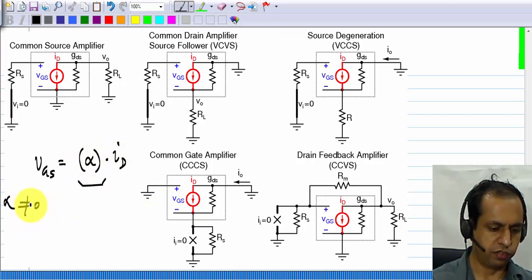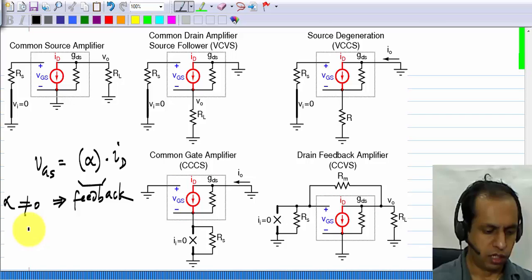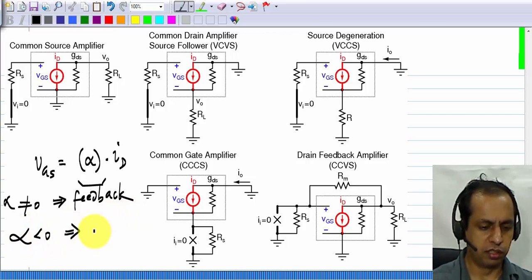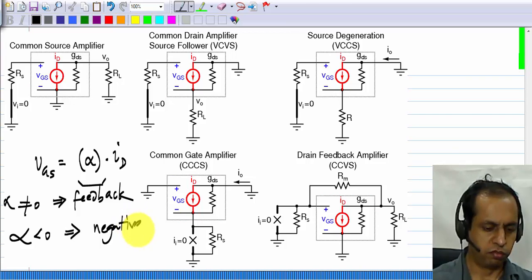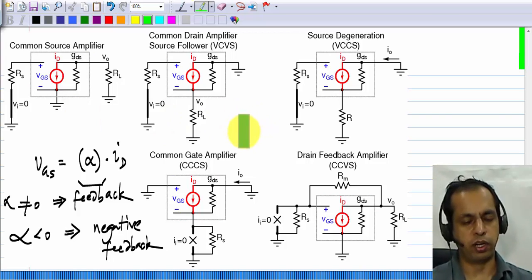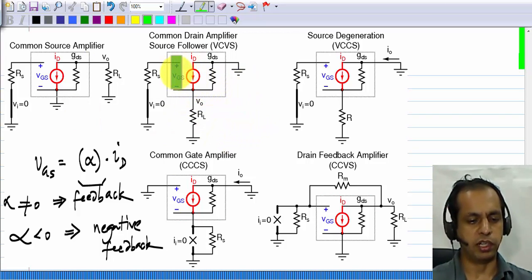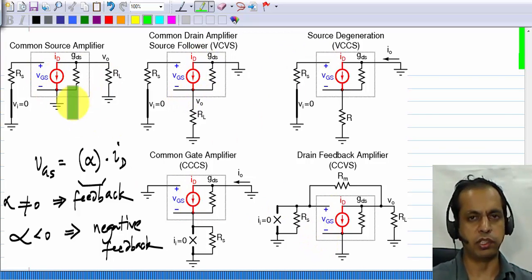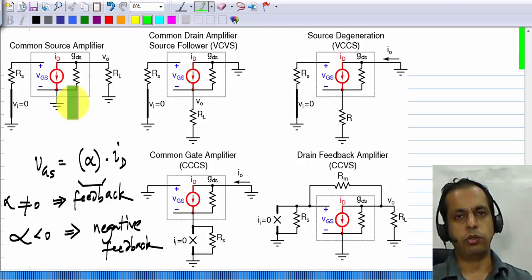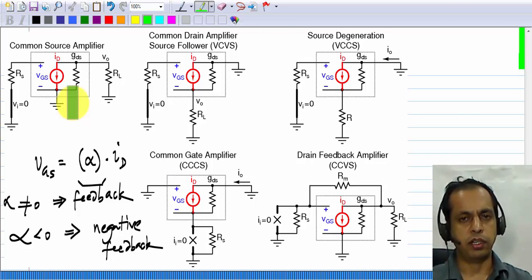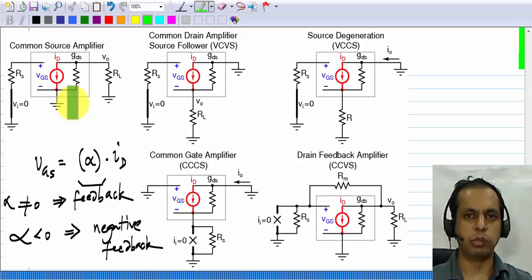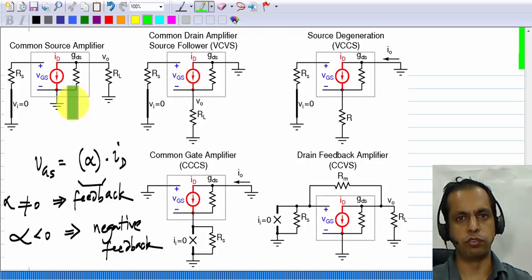Let me just say alpha. Alpha is not 0 implies there is feedback around the transistor. And if alpha is less than 0, this means that there is negative feedback. These circuits are all quite easy to analyze. You can do it one by one and see that VGS turns out to be some negative number times ID in these four cases, whereas it will be 0 in this case. So this is how you tell if there is negative feedback, and if there is negative feedback and it's very strong, that is if gm is very high, then you can use the concept of virtual short to simplify your analysis. This was discussed in one of the earlier lessons.